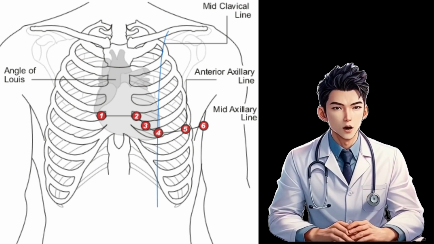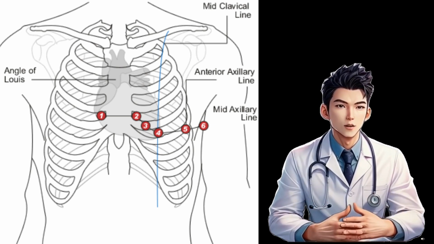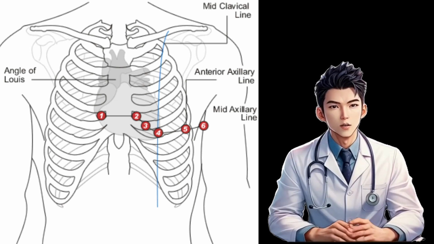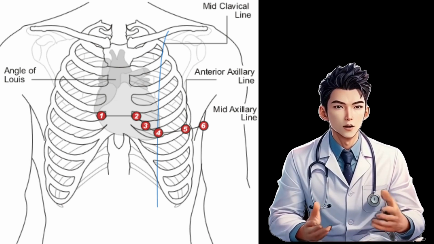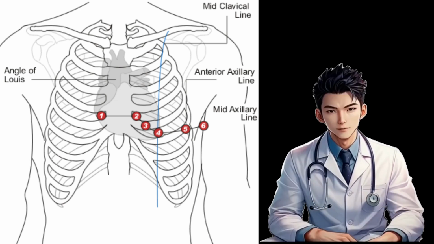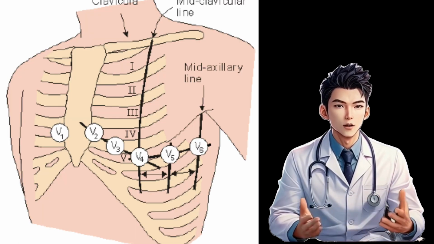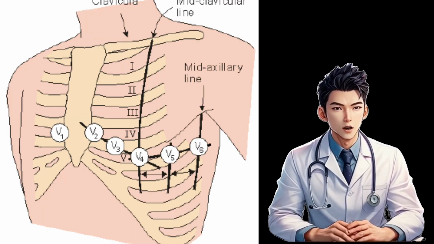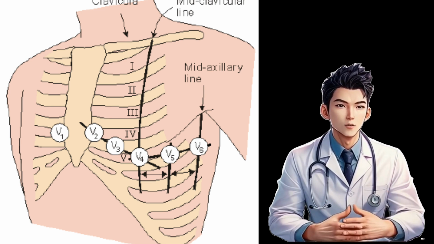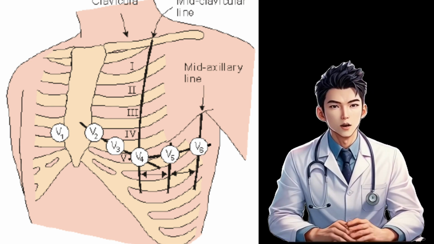Now in the direction of V4, you put V5 and V6. V6 is placed in the mid-axillary line, and most of the time you will have to ask the patient to move their arm away to put V6. If you do not ask the patient to move their arm away, most likely you are putting V6 in the wrong space.